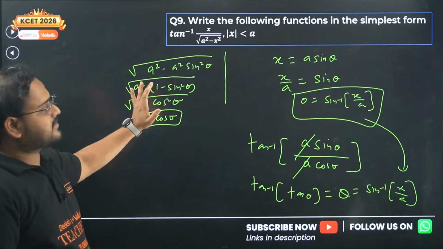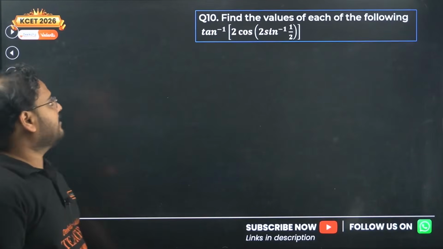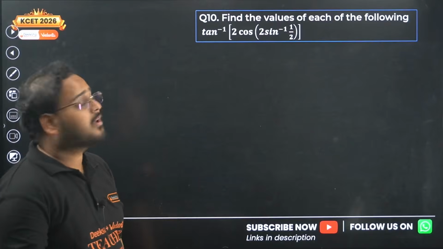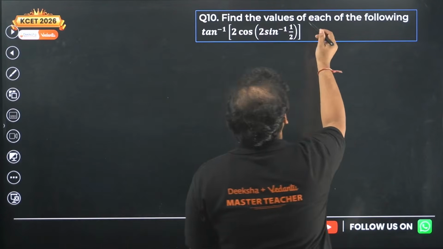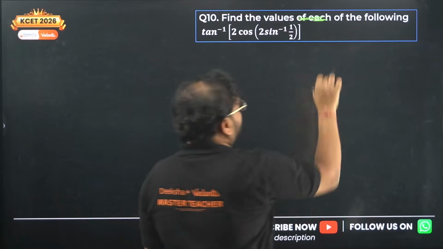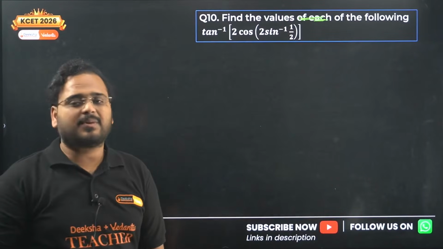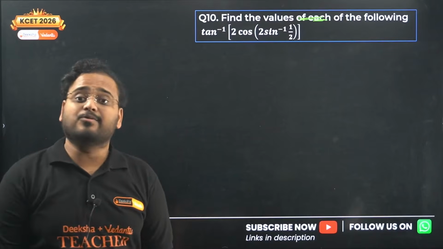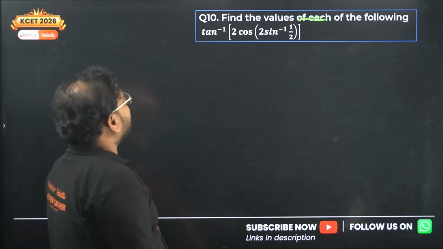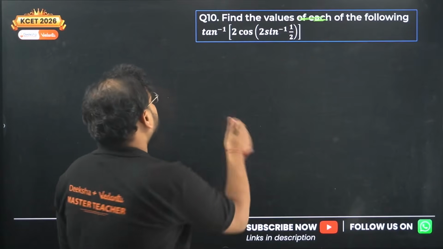Question number 10. Find the values of the following. Actually, it had multiple options, but they were very similar. I've taken some of them as homework. That's why I took only one of this question. It's a PYQ, that's why. Find the value of the following.